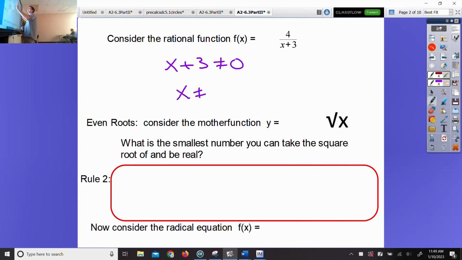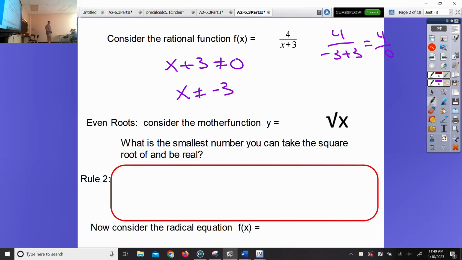And I wish some kids got this, but what happens if you actually tried x to be negative 3? This would be going to Chick-fil-A and ordering a cheeseburger. It's not going to work, is it? That's the first rule. The second rule deals with even roots.